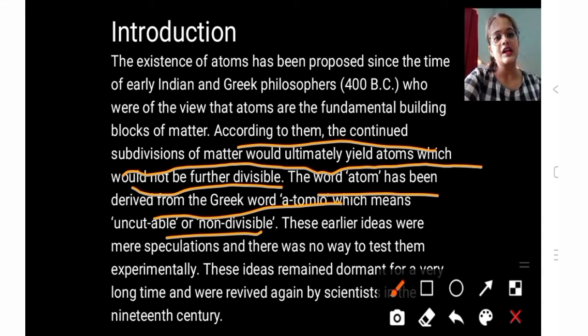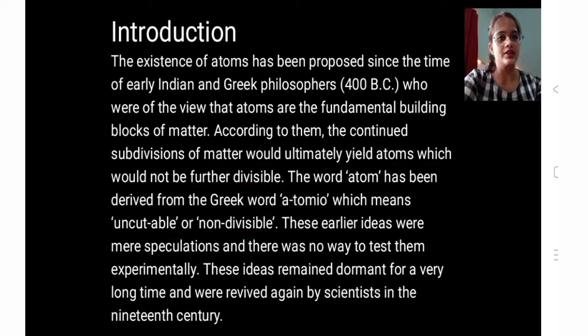These early ideas were mere speculations and there was no way to test them experimentally. These remained dormant for a very long time and were revived again by scientists in the 19th century. So these were just theories, not experimentally proved. For that reason, a lot of scientists believed them, and a lot of scientists did not.